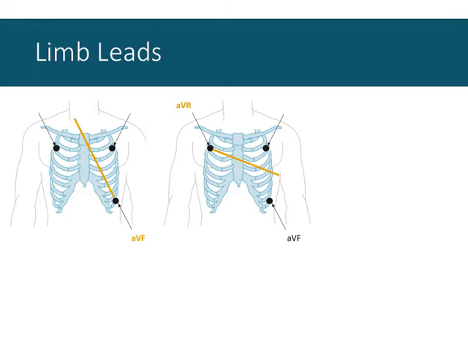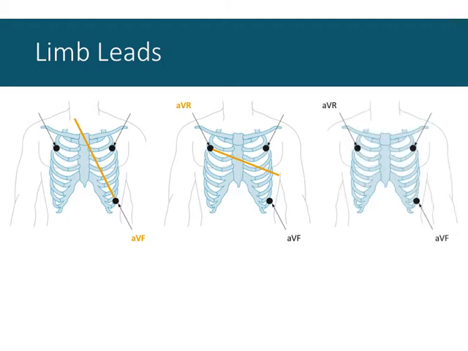It should be no surprise then what the last augmented voltage lead is. The only electrode left that we haven't used to generate one of these hypothetical leads, coming from the left arm electrode, AVL. AVL from the left arm electrode.